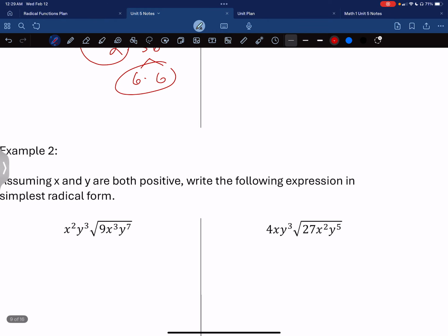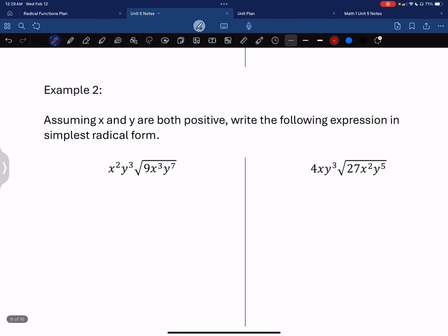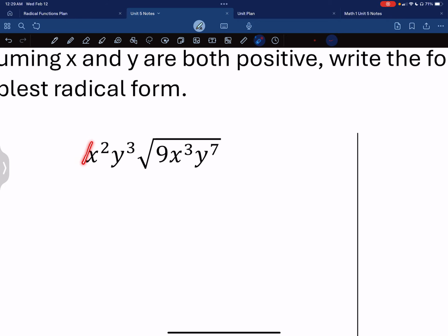All right, so example 2. Now, assuming x and y are both positive, write the following expression in the simplest radical form. So again, we're just trying to simplify. For now, I'm going to ignore everything in front. I don't care about it. Not going to do anything. We can't simplify anything there yet. We can work inside my radical though.